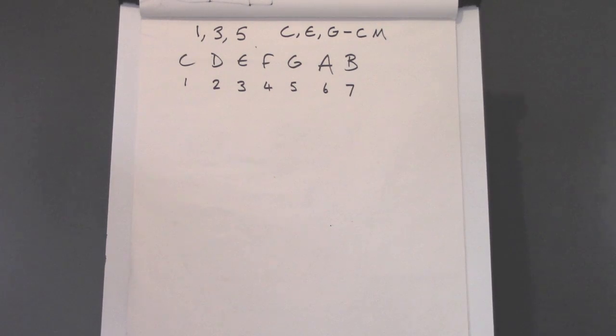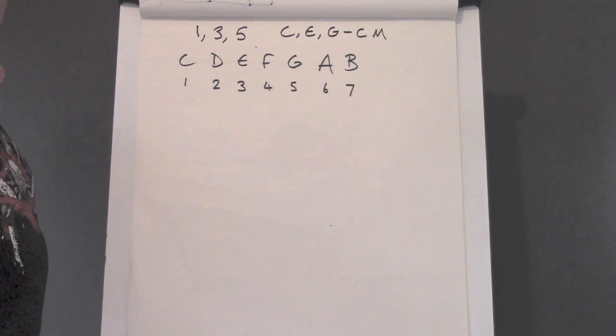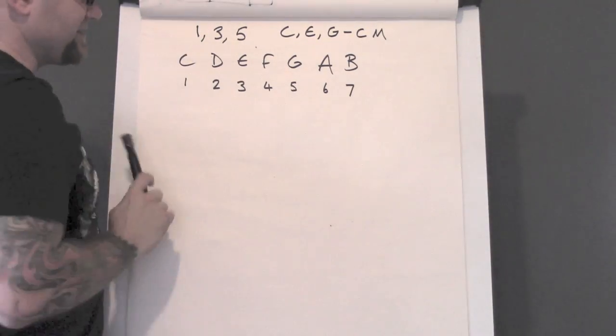I recently uploaded a video to show where you can play chords on the guitar in different positions, and some people were asking me, how do you actually know which notes are in a chord? So this video is a quick explanation of how to do that. So we're going to start with a C major scale. Ignore this bit at the top for now.